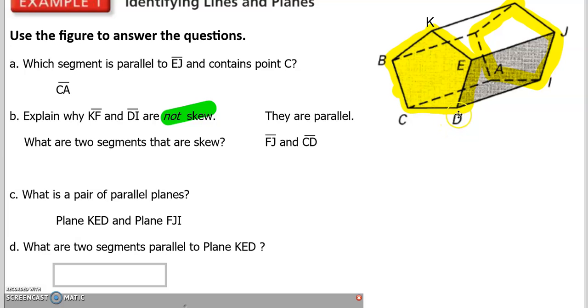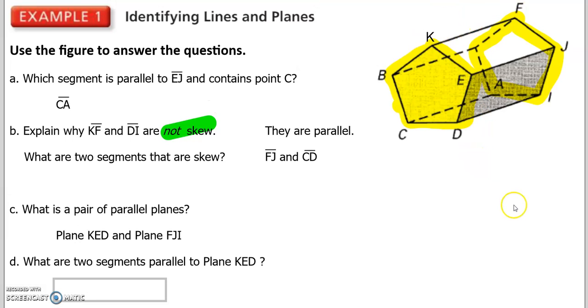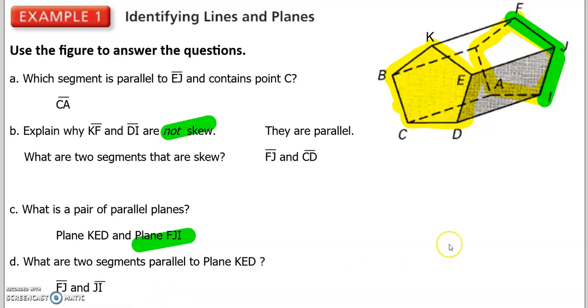What about two segments parallel to that plane KED? So what is another two segments that are parallel to this plane KED? Check out line segment FJ and line segment JI, also on that plane that we kind of just talked about here. If it's on that plane, they are parallel to the plane, segments FJ and JI.